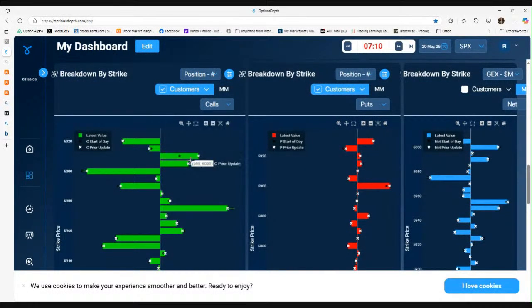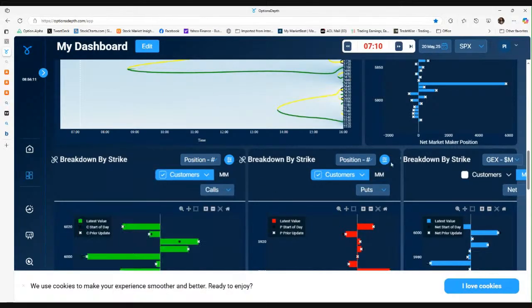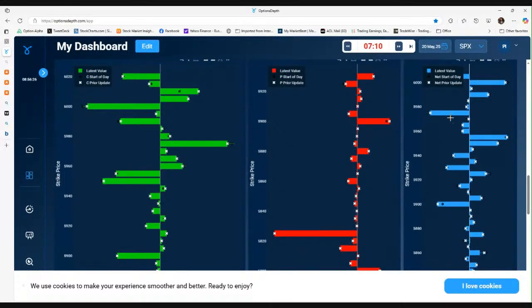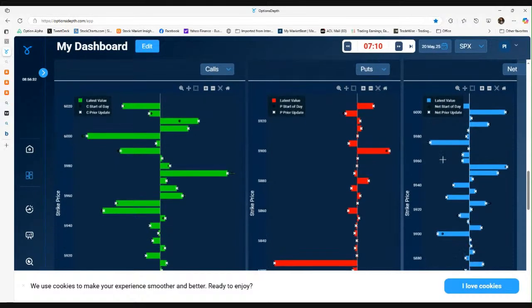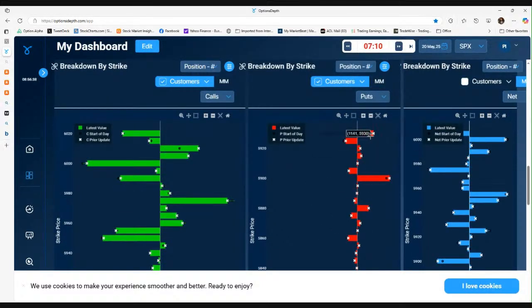Now let's look at customer positions. Okay, I just want to make sure it's 0DT. I want this to be position number, not gamma. This position number is going to be constant. The gamma for very far out of the money is going to be a lot less than the position number. And here you can see in the put space, we have some customers long 5,900 puts, and that's it. Not a lot of puts around.